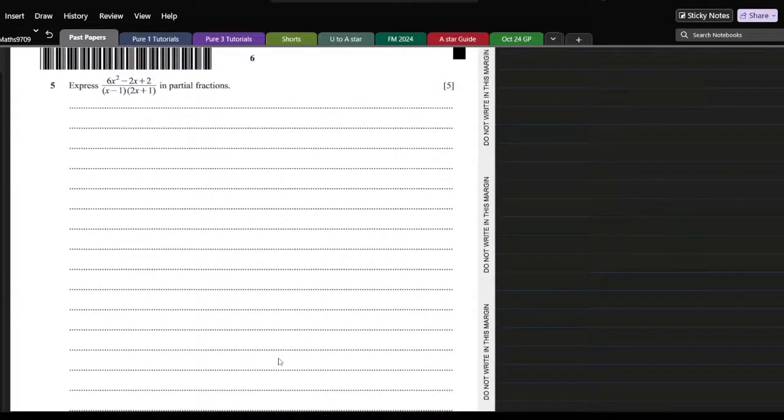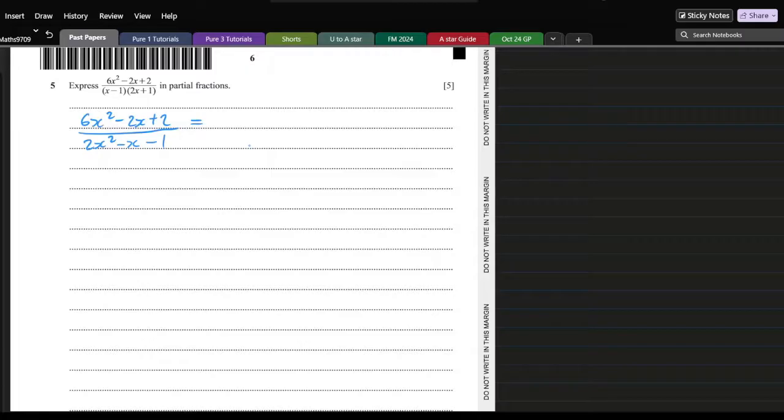Alright, number 5, express 6x squared minus 2x plus 2 over x minus 1 times 2x plus 1 in partial fractions. Okay, so I'm just going to start by expanding our denominator. So that is 2x squared, then we've got x minus 2x, so that's minus x, minus 1. Alright, so note how the highest power in the denominator is equal to the highest power in the numerator. This means that what we have is an improper fraction.